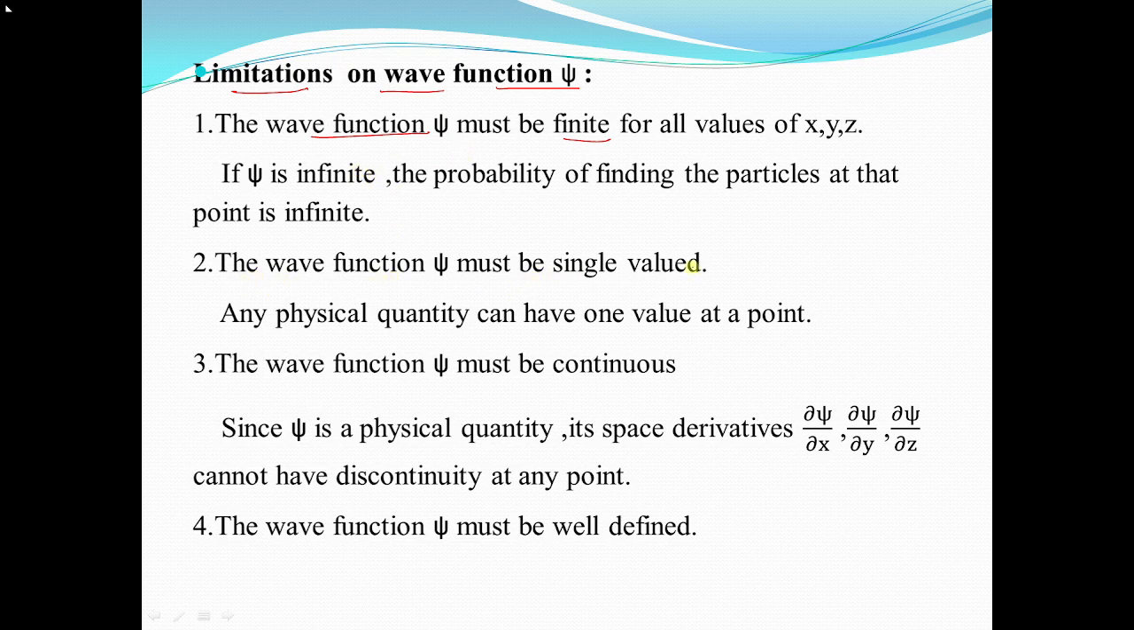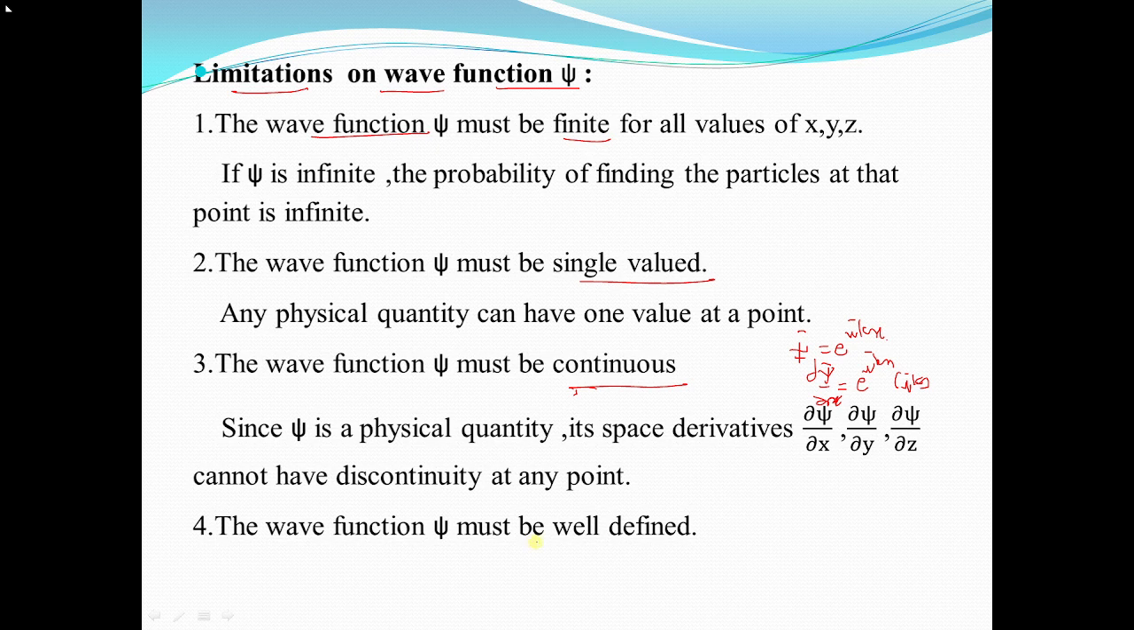Next, wave function must be single valued, means it should have a unique value. Next, wave function must be continuous. Continuous means its derivative must also be continuous. For example, if I take psi equal to e power ikx, the differentiation, dou psi by dou x, is e power ikx into ik. If I differentiate again, I'll get again e power ikx into ik. Means it never becomes 0. This wave function and its differentiation never become 0. That is called wave function continuous.